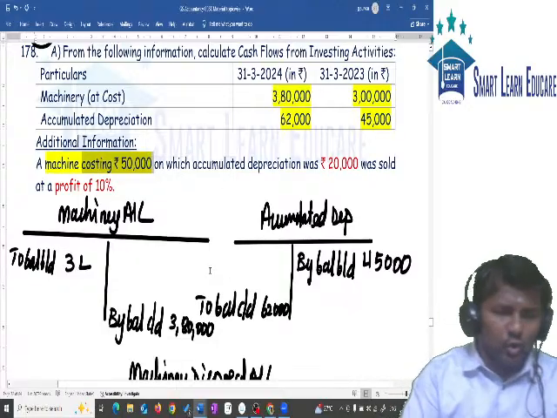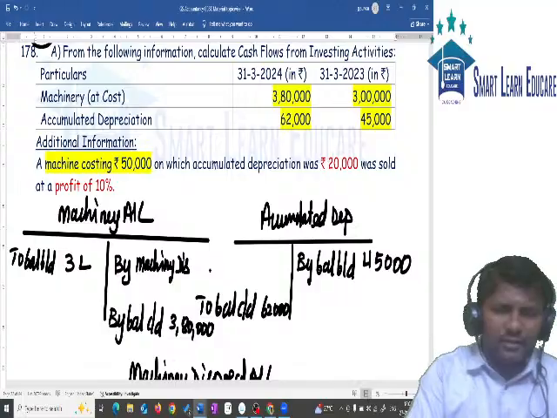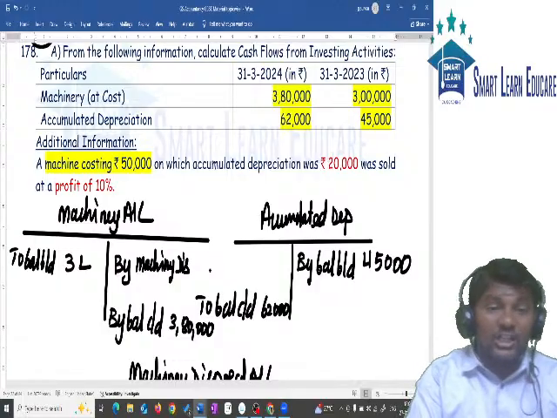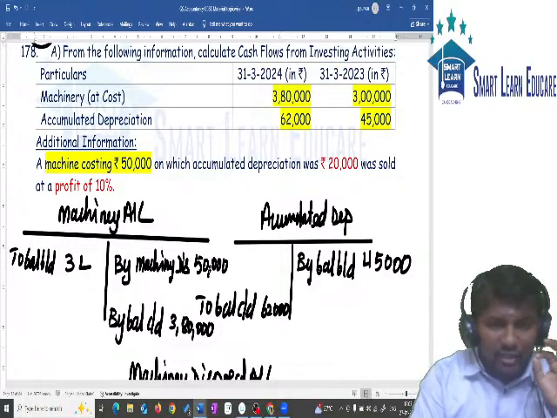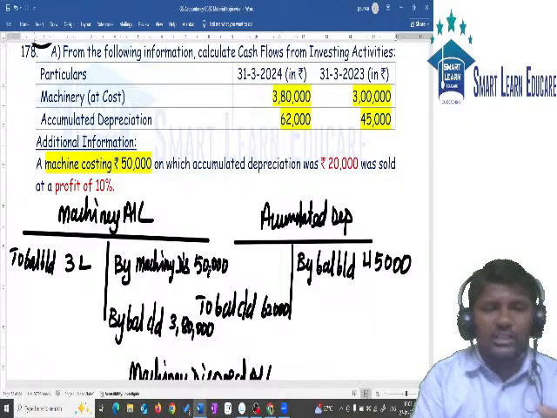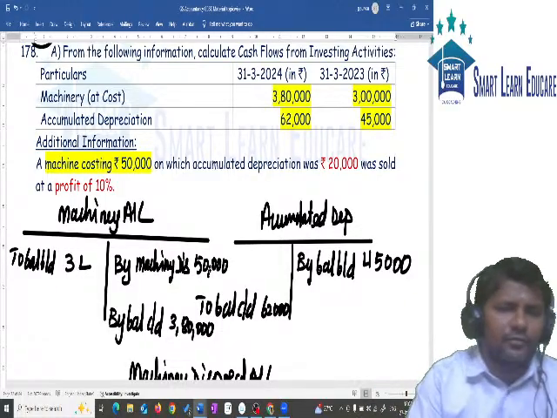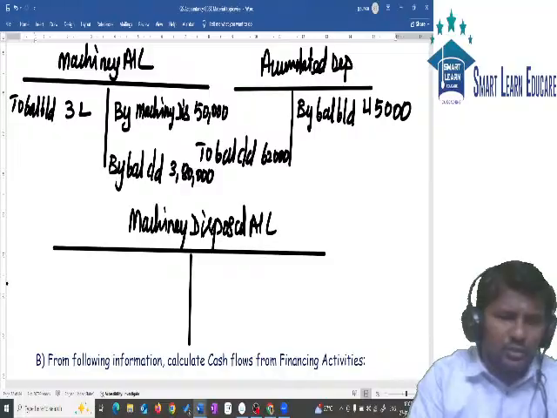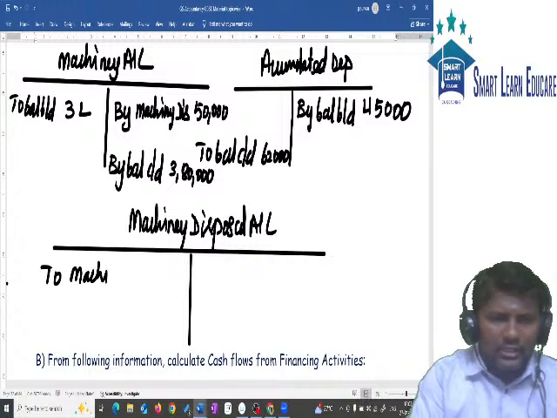Whenever machinery is sold, we will open a machinery disposal account. In machinery disposal we will remove the asset which is sold at cost price. So whichever asset we have sold, we will remove the cost price of that asset from the machinery account. So in the machinery disposal account, this will come on the debit side as to machinery. On this machinery, how much is removed? 50,000 is removed.